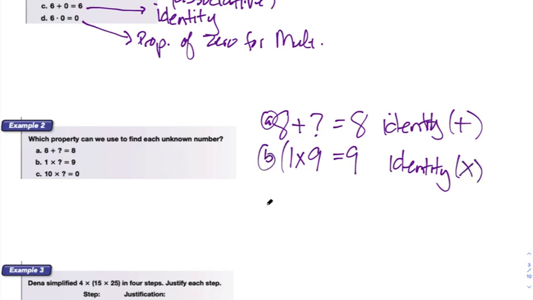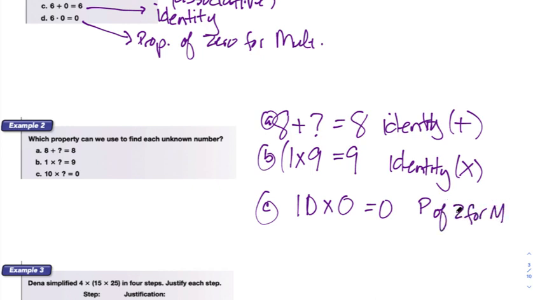Over here we have C, which is 10 times some number is going to give us 0. Well, we know the only way to get 0 in multiplication is for one of the factors to be 0. And so we know that this has to be 0 here. That's what that question mark would be. And we know that that is the property of 0 for multiplication. So property of 0 for multiplication. I'm getting all shorthand here.